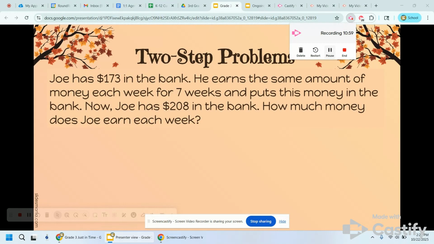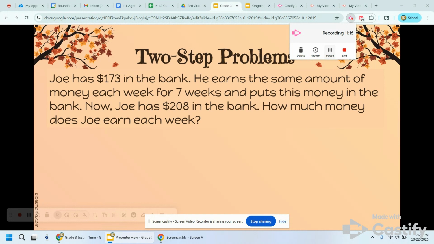Here's the first problem. Joe has $173 in the bank. He earns the same amount of money each week for 7 weeks and puts this money in the bank. Now Joe has $208 in the bank. How much money does Joe earn each week?